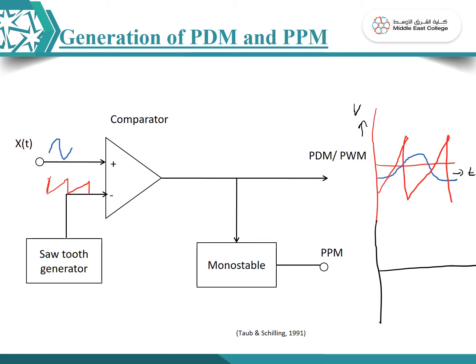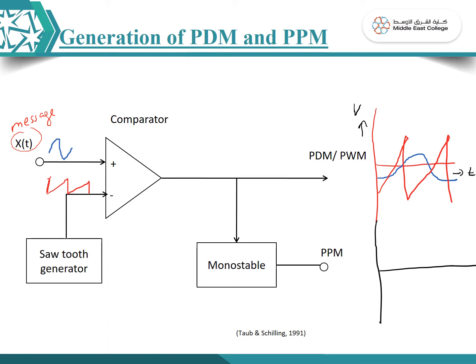So this is the circuit for generating pulse width modulation PWM and pulse position modulation PPM. The circuit consists of a comparator, which is an op-amp circuit. A comparator has two inputs. One is the non-inverting input, that is the plus terminal. Another one is the inverting input, that is the minus terminal. To the non-inverting terminal, we are applying our message signal. So this is the message, x(t) is the message signal. And to the inverting terminal, it is a sawtooth waveform. It is acting as a carrier here.